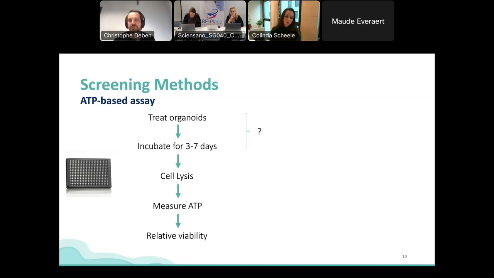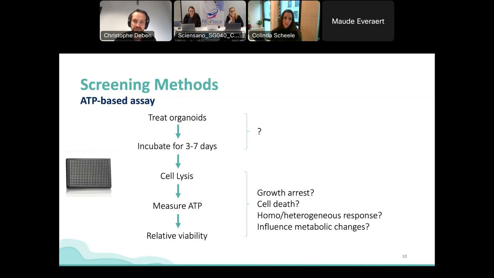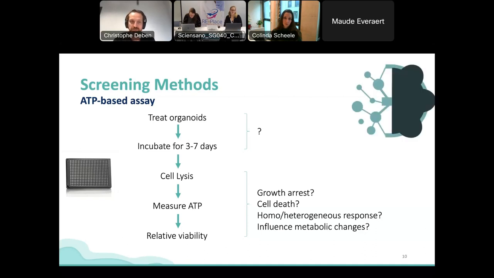But for us, this was not really sufficient because we wanted more information. You don't know, for example, what happens in these first days, and you have no information at all about the type of response. Is it growth arrest? Are the cells dying? Is it a heterogeneous response? And of course, ATP is heavily affected by metabolic changes and also different therapies.